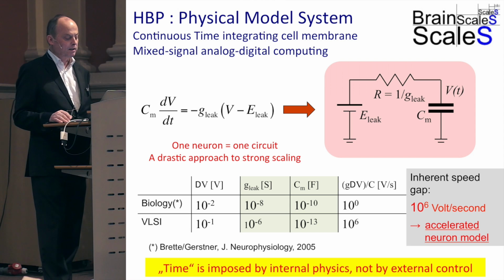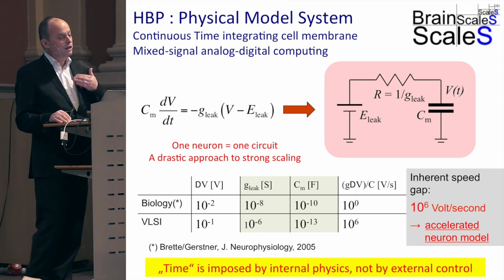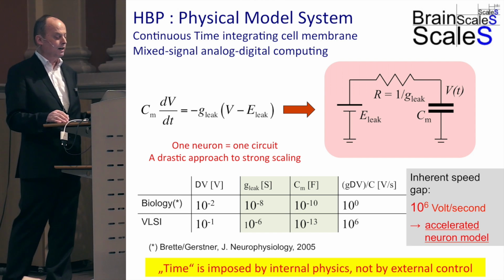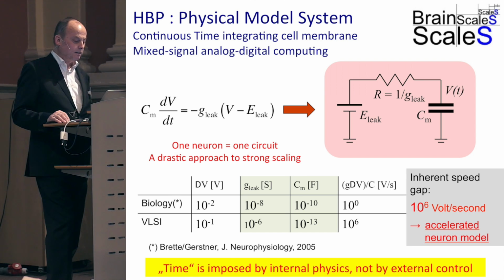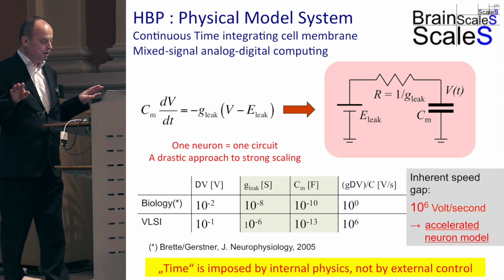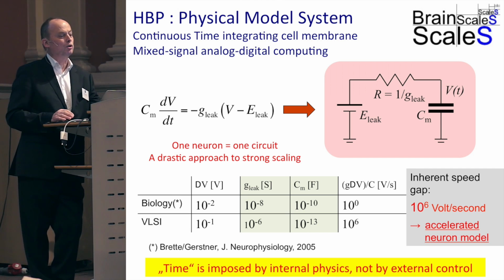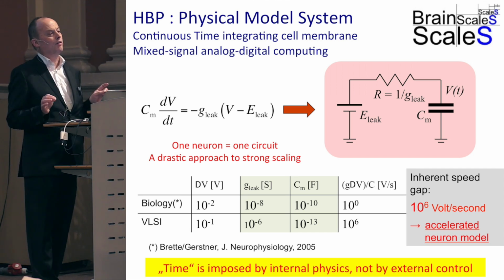You actually use capacitors, resistors, and batteries for the reversal potential. It's continuous time integrating. There is no clock anymore involved. And it's mixed signal analog digital. It's local analog computing and digital or binary continuous time communication. That's, in a way, one neuron, one circuit. So it's a drastic approach to strong scaling. You cannot go any further.